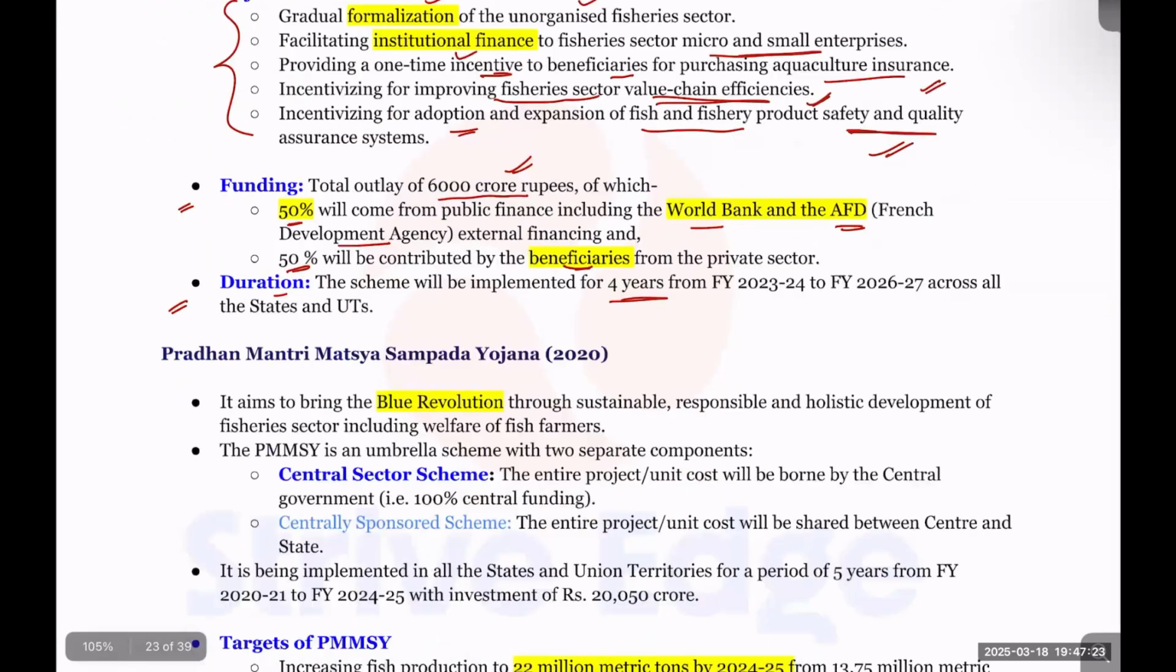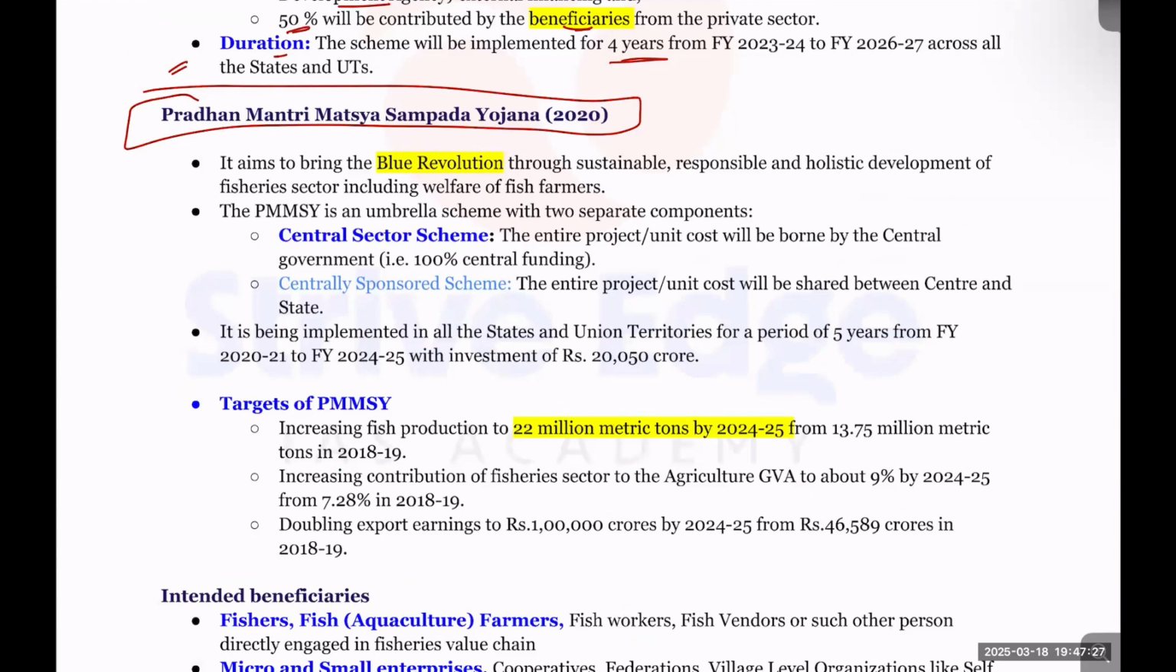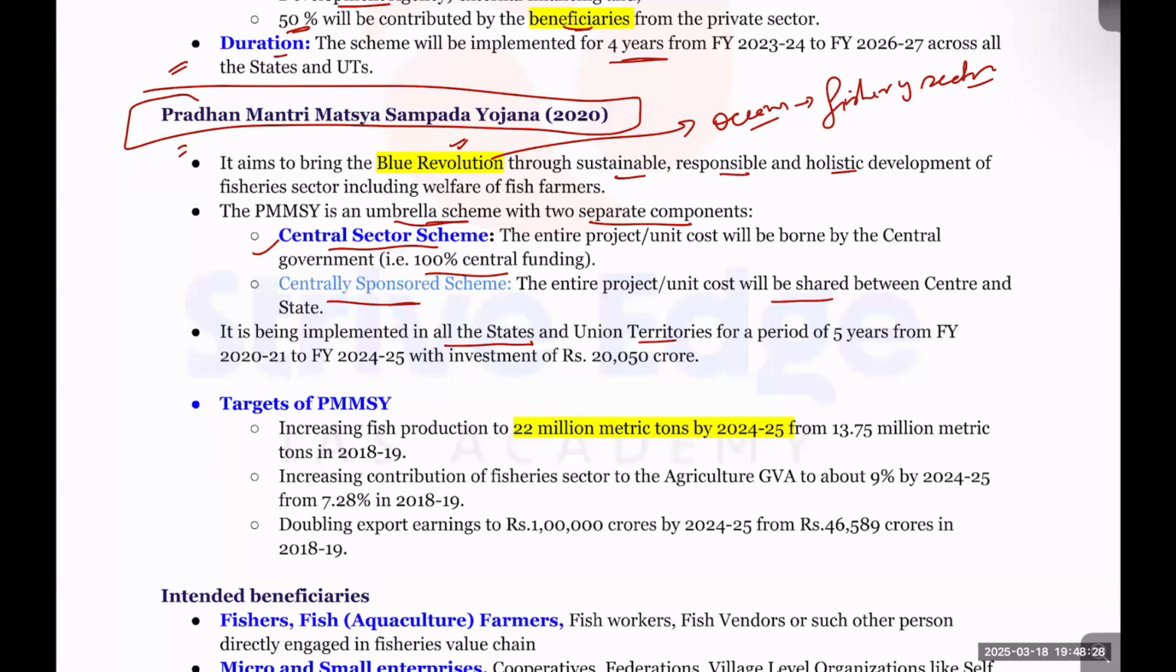Okay, now the basic question that comes to mind is, what is Pradhan Mantri Matsya Sampada Yojana? This scheme has been launched in order to increase the blue revolution in India, and the blue revolution, as you all know, is related to the oceans or the fishery sector. So in order to increase the production of fisheries and fish products in India, this Pradhan Mantri Matsya Sampada Yojana has been launched, and it is making the fisheries sector's development sustainable, responsible, and holistic. Also, it is an umbrella scheme with two separate components. One is a central sector scheme, another is a centrally sponsored scheme. In the central sector scheme, we all know that 100% is central funding, and in the centrally sponsored scheme, the funding is shared between the center as well as the states. It is being implemented in all the states and union territories for a period of 5 years.